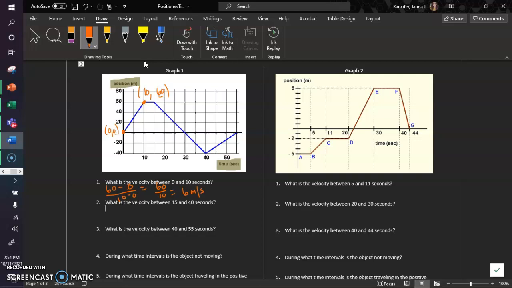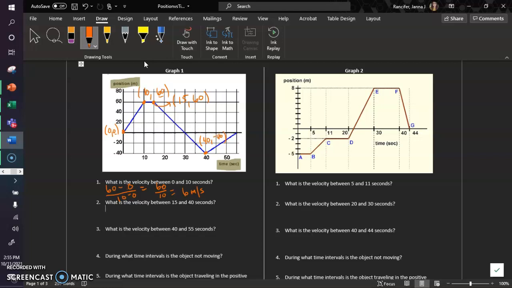What is the velocity between 15 and 40 seconds? So I'm going to come here. This is at 15 seconds. I want to get the slope from here to here. I'll label this point. The x position is 15 seconds. The y is 60 meters. Down here we have 40 seconds, comma, the y position is negative 40 meters.